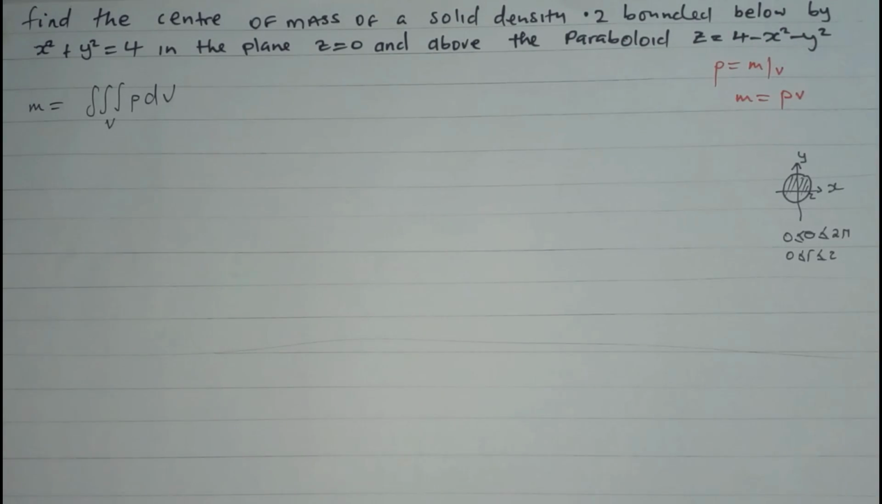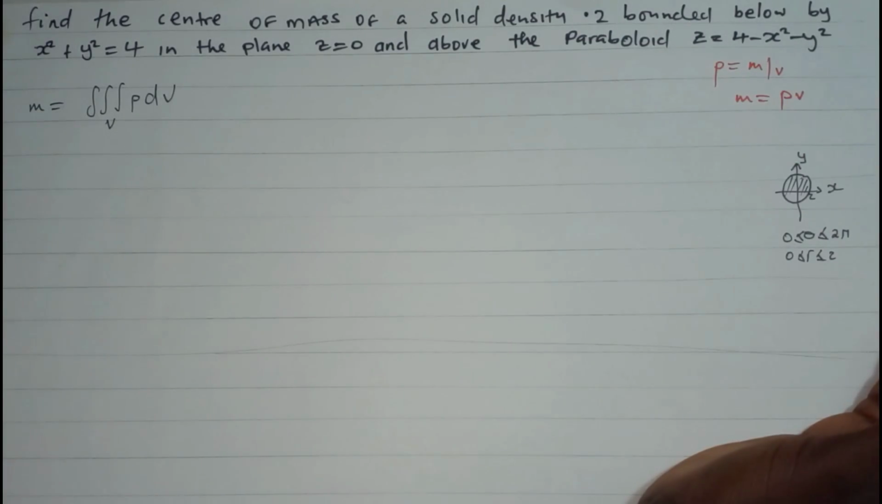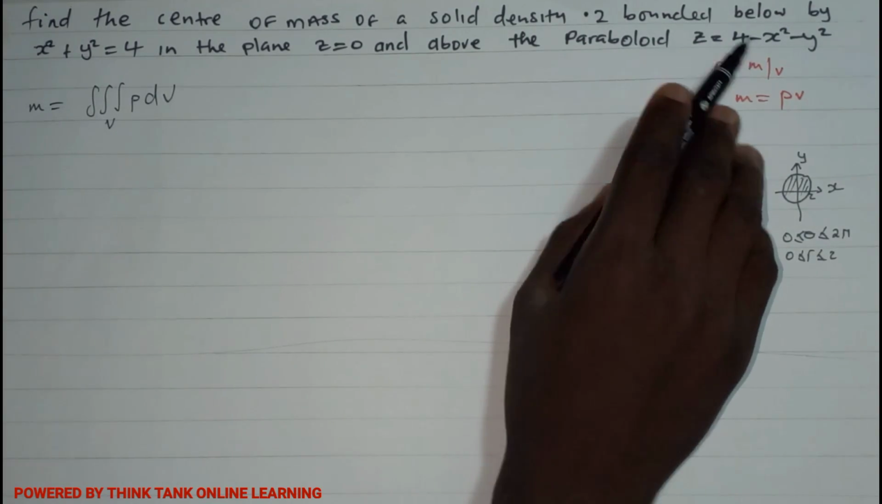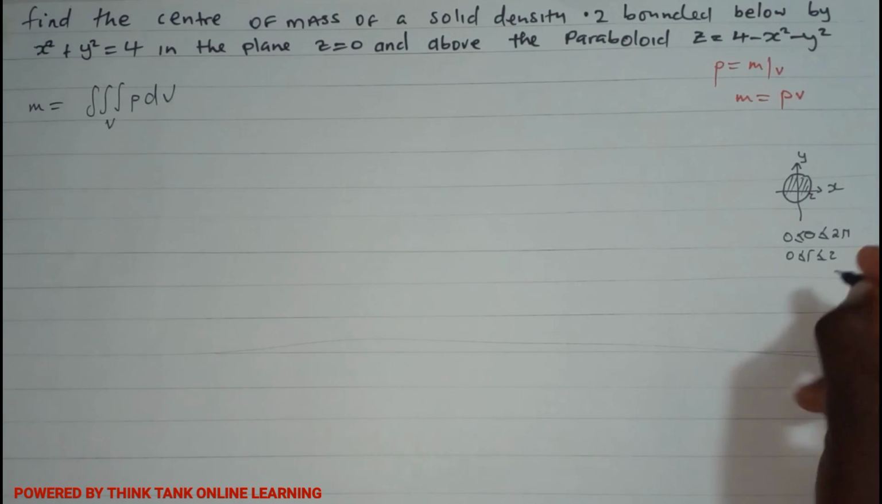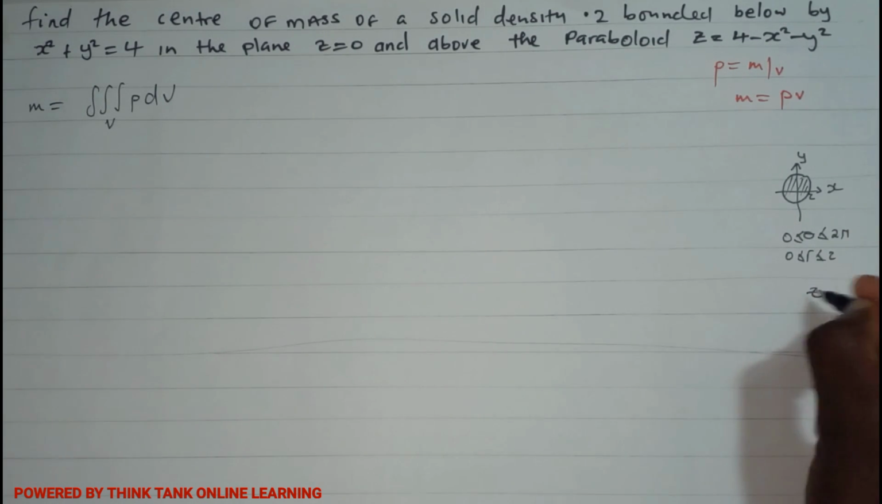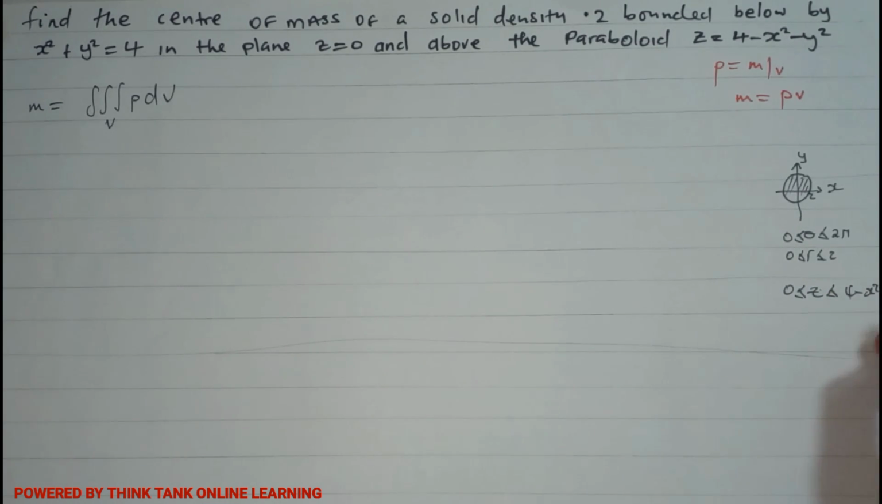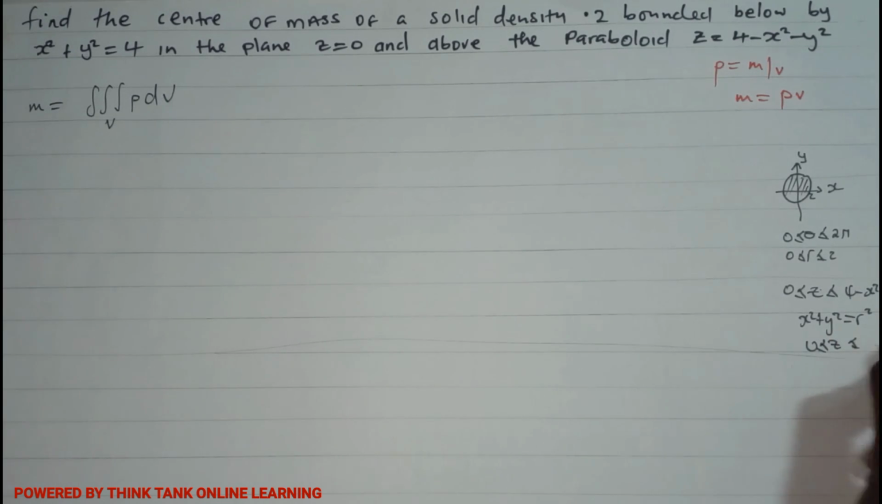Now I want to find the upper bound of z and the lower bound of z. If z equals 0 here and this one, think of a number, let's think of 1. We have z equals 0 here, and we have 4 minus 2 here, that is equal to 2. So this one is the upper bound. So for z, the lower bound is 0, the upper bound is 4 minus x squared minus y squared. But we know that x squared plus y squared is equal to r squared. So that means z ranges from 0 to 4 minus r squared. Cylindrical coordinates just make our work easier.